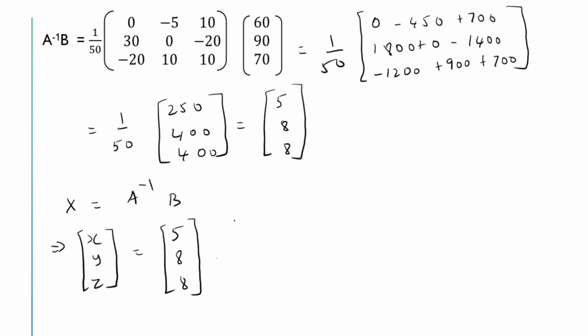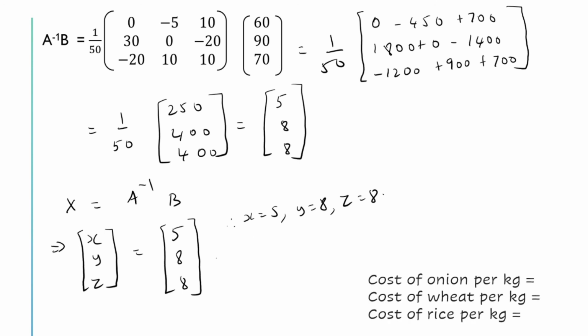Therefore x is equal to 5, y is equal to 8 and z is equal to 8. So we have taken x as the cost of 1 kg onion, y as the cost of 1 kg wheat and z as the cost of 1 kg rice. So the cost of onion per kg is rupees 5, the cost of wheat per kg is rupees 8, and the cost of rice per kg is also rupees 8.